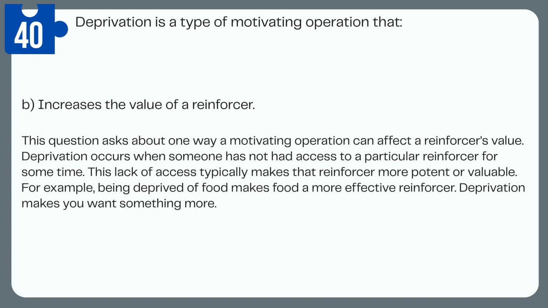Answer B. Increases the value of a reinforcer. This question asks about one way a motivating operation can affect a reinforcer's value. Deprivation occurs when someone has not had access to a particular reinforcer for some time. This lack of access typically makes that reinforcer more potent or valuable. For example, being deprived of food makes food a more effective reinforcer. Deprivation makes you want something more.